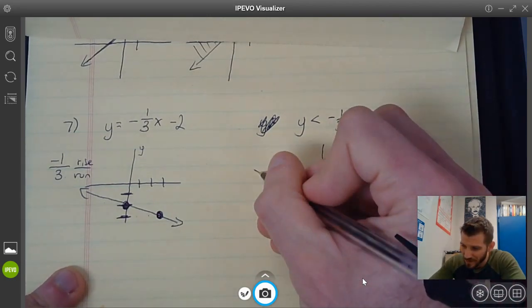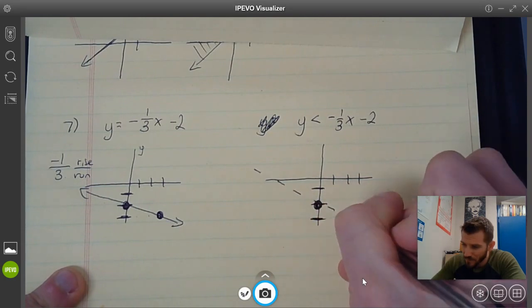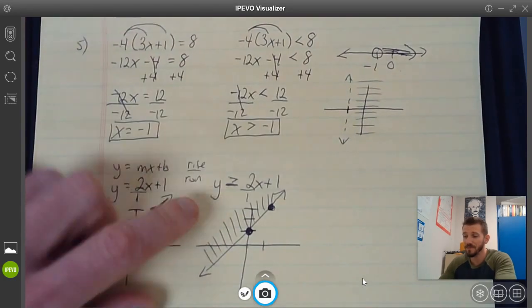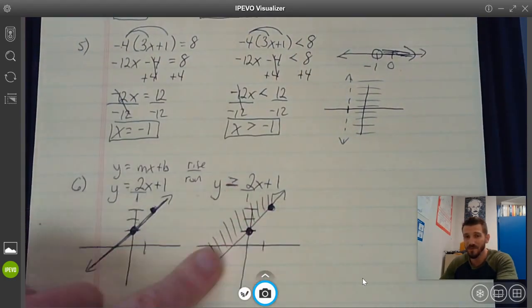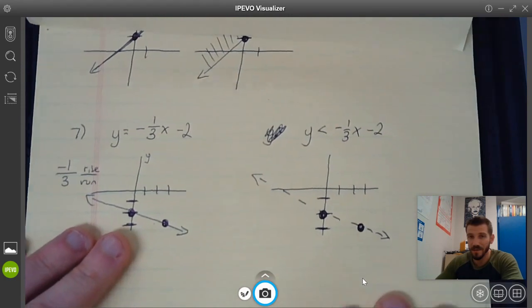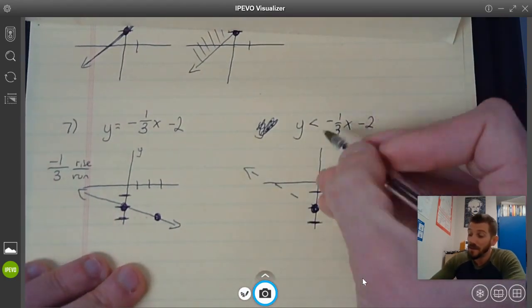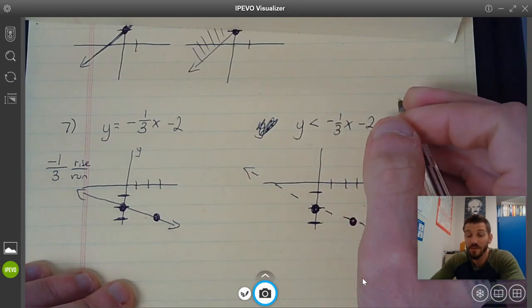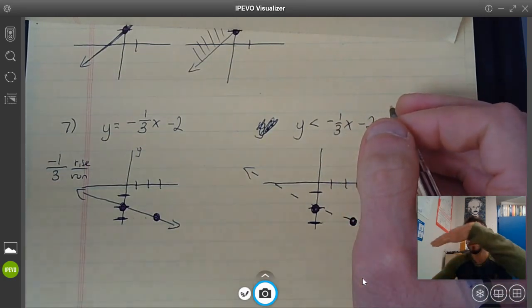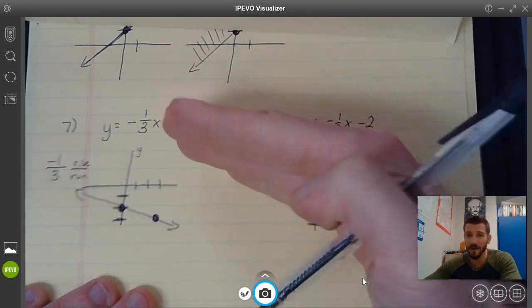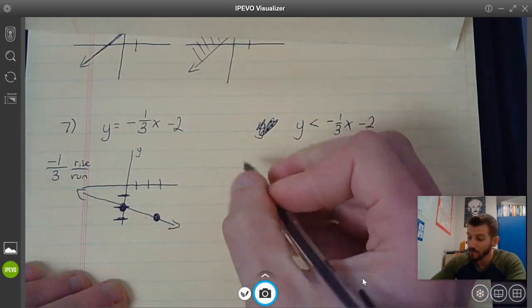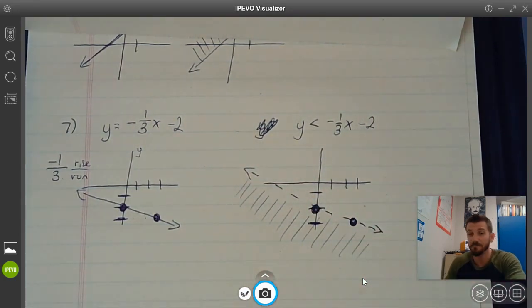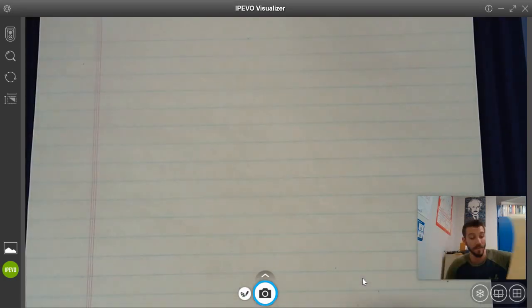Well, now it's going to be dotted. This is a dotted line as compared to our last problem. Our last problem, it was underlined, therefore solid. This one is not underlined, therefore it is dotted. And it says y is less than this. Less than means it's going to be smaller, or we're going to be shading downwards. So if I put my hand on my graph, I'm going to shade down on the paper. And that is all. Okay. Next.